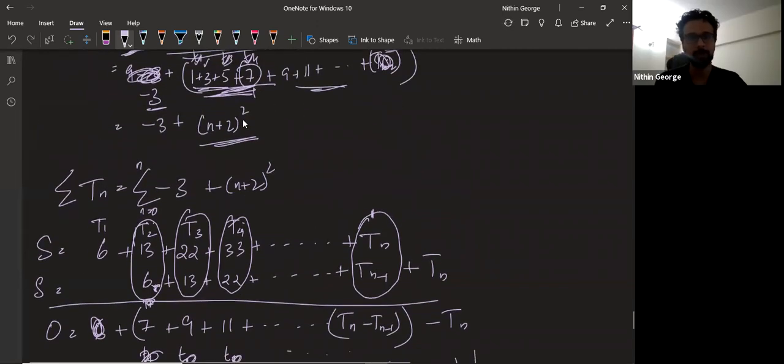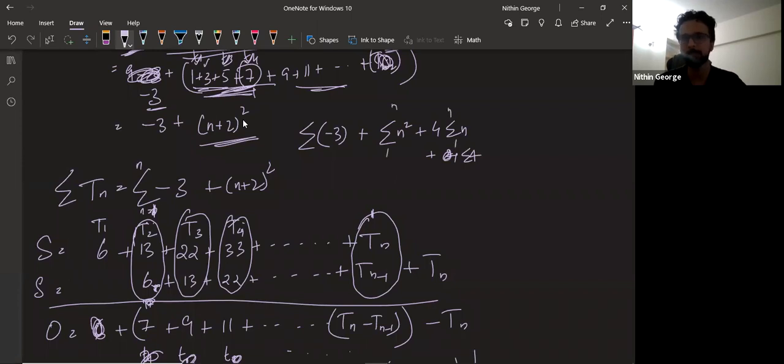Okay. So sigma minus 3 from 0 to n. Okay, sorry. Tn means n is going from 1 to n, not from 0 to n, from 1 to n. Plus sigma n square plus 4 sigma n plus 4 into sigma 1, or sigma of 4. All going from 1 to n. Is this much clear? So minus 3 plus 4 is 1. So sigma 1 from 1 to n is what happens here. So the sum of these three terms is what you get.